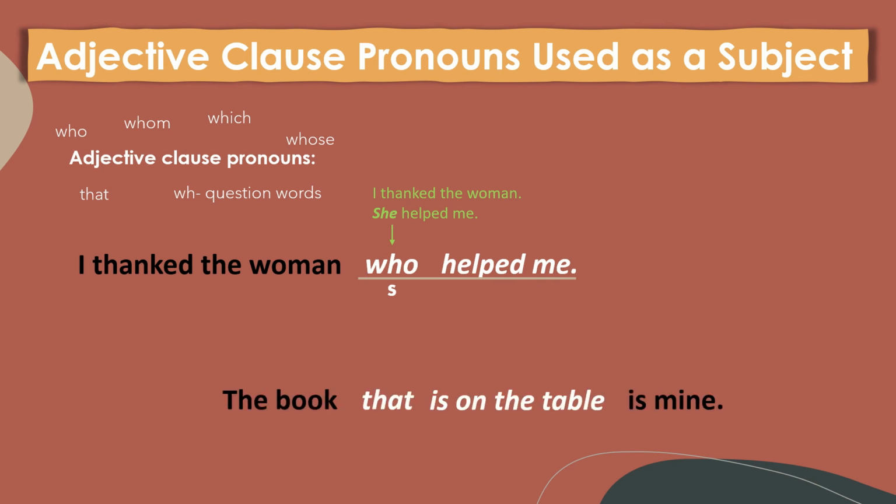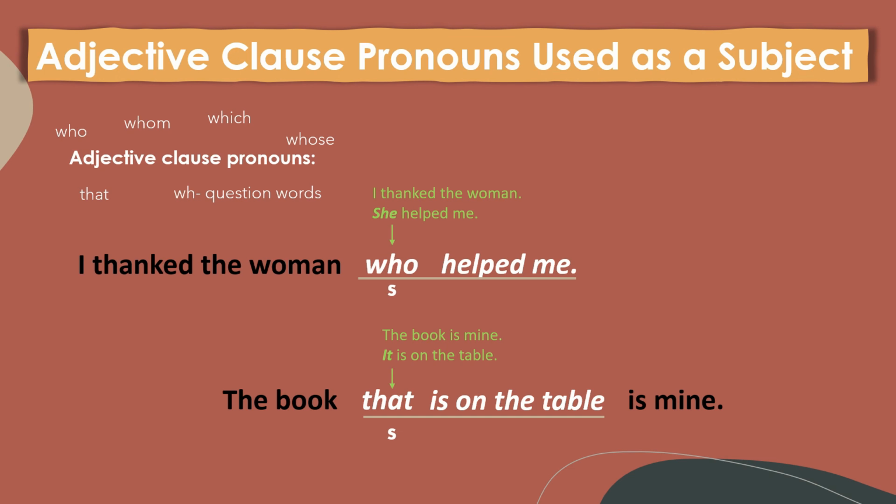Another example. The book that is on the table is mine. This sentence originated from the book is mine. It is on the table. Look, the book is the subject of the original sentence. And it is represented with that, the pronoun that represents a thing, it, or the book. And look at this. That is on the table. In this clause, that is placed as the subject. It is no longer needed. So, this is what I mean by the adjective clause pronoun that is used as the subject.